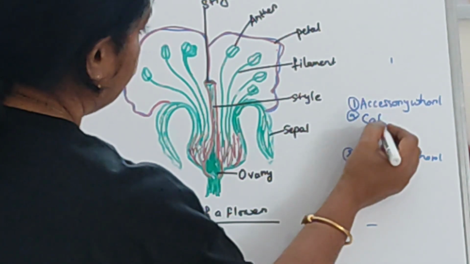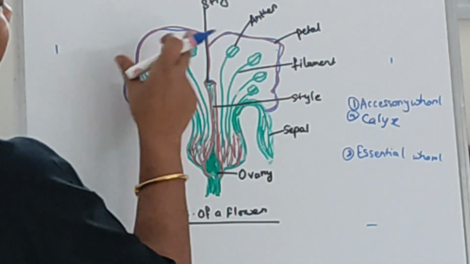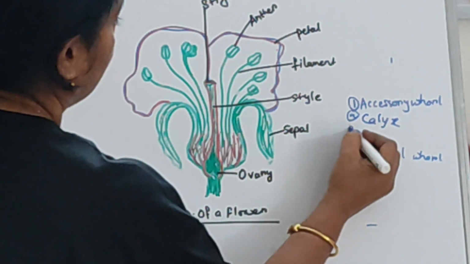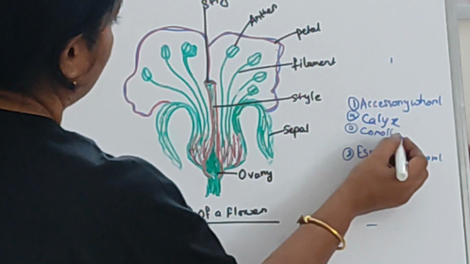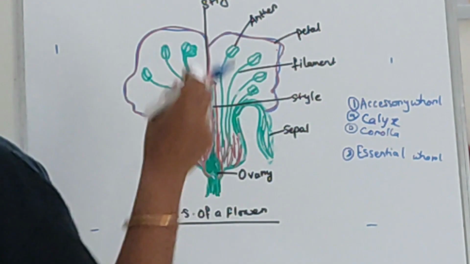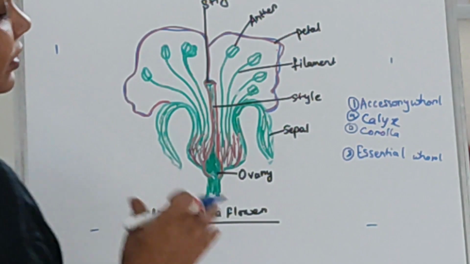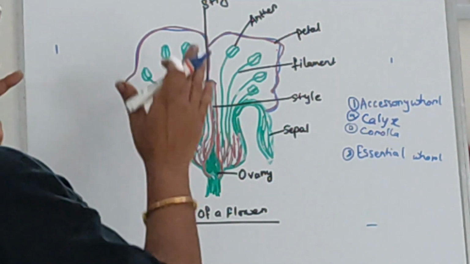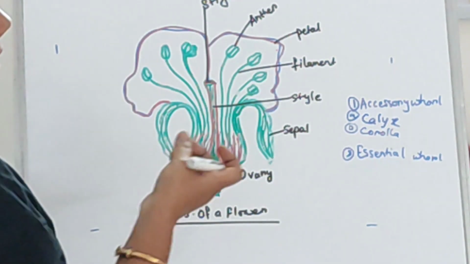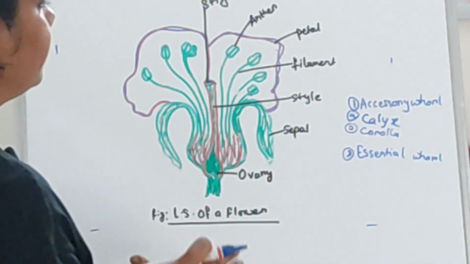So what are the accessory whorls? First is the calyx, and the second whorl of a flower is mainly colorful in nature. That is called the corolla, and the unit of corolla is petal, and the unit of calyx is called sepal. So why are these called accessory whorls? Because they are just to decorate the flower, to attract insects towards it. So these are called the accessory whorls of a flower.